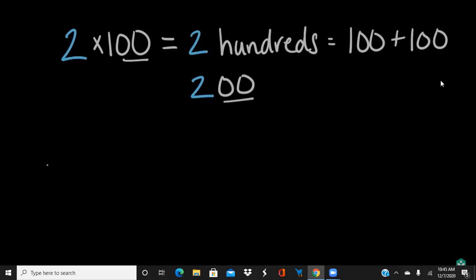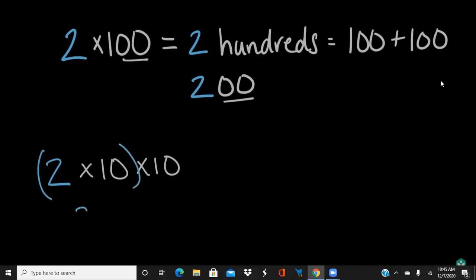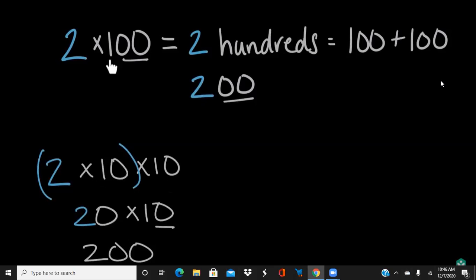Or another way to think about this is 2 times 100. Instead of saying times 100, we could say times 10 times 10. Because 10 times 10 is the same as 100. And 2 times 10, we know is a 2 with a 0 on the end, which is 20. And 20 times 10 then will be 20 with a 0 on the end. Because we multiplied by 10 twice, we added 2 zeros. And multiplying by 100 is exactly that. It's multiplying by 10 twice. So if times 10 adds 1 zero, then times 100, or times 10 twice, adds 2 zeros to our answer.